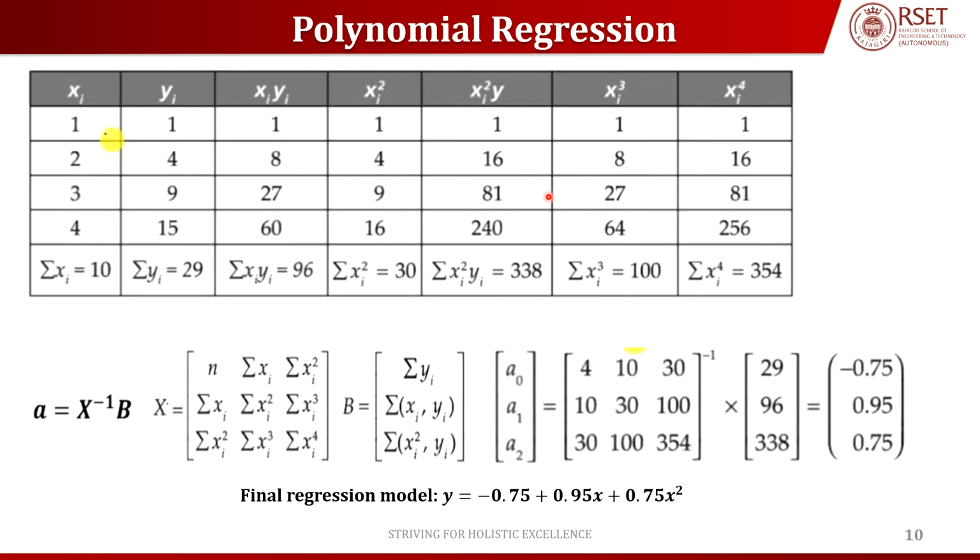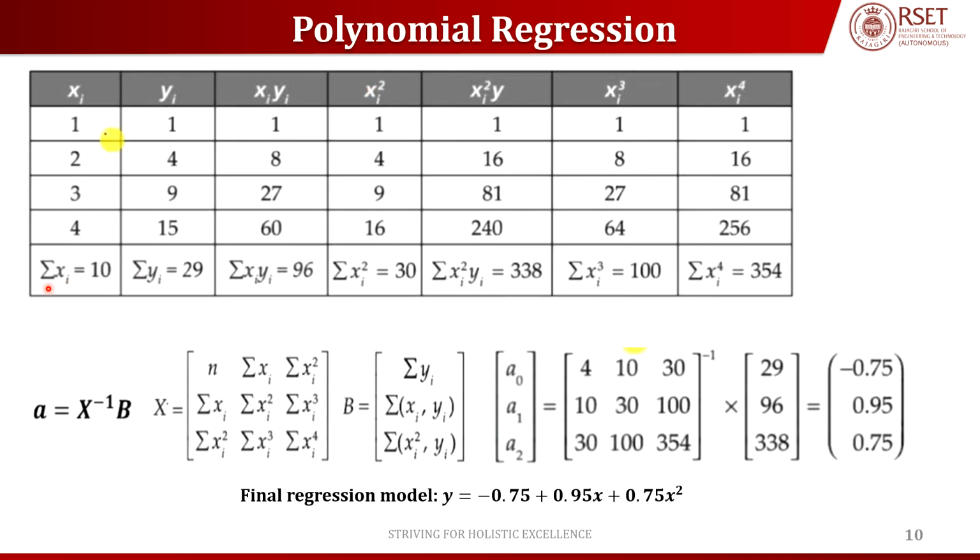So for polynomial regression, in order to calculate these values inside the matrix, just like we have done in linear regression, we have to make a table for simplicity. So here I have listed out x values, y values, and I need xi comma yi. Then xi square is needed, xi square y is needed, xi cube is needed, xi raised to 4 is needed. So all these things are listed as a column in this table, and we have computed the value.